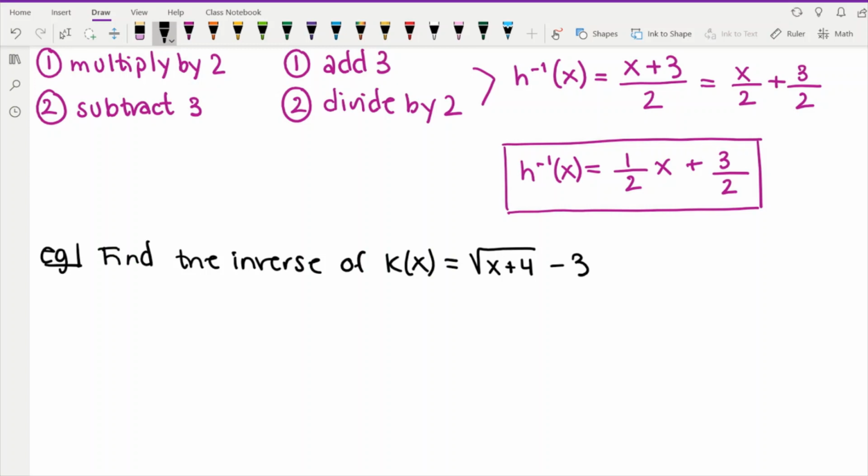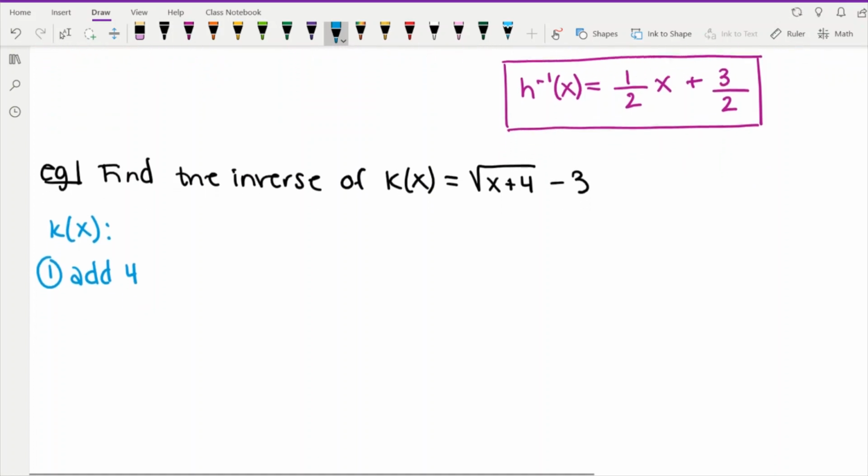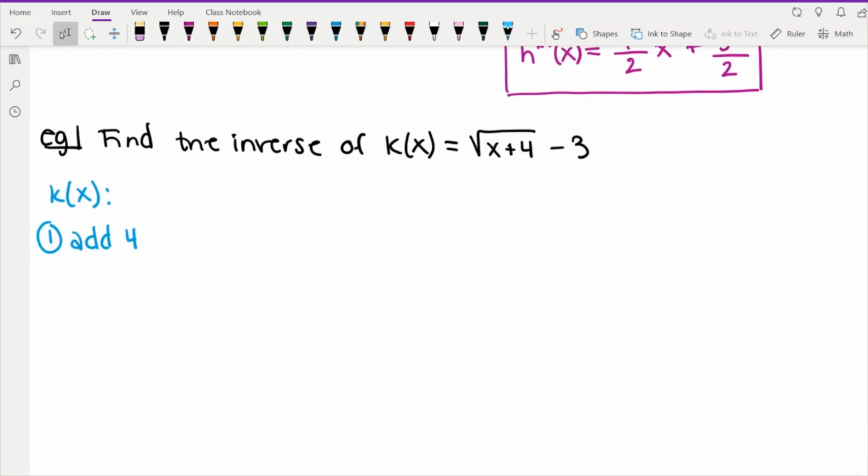So this one just has a little bit more going on than some of the other examples we did. So what are the steps that this function, the original function, does? Well, we start by adding 4. Right? If you're plugging in a number, the first thing you're doing is you're adding 4 to that number. Then you're taking the square root. And then once you take the square root of that result, then you subtract 3 from that.